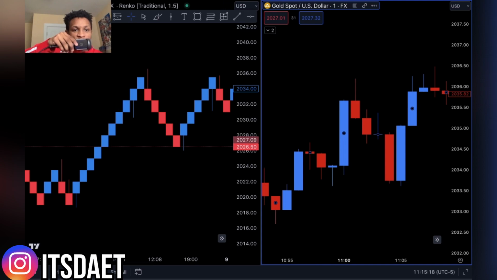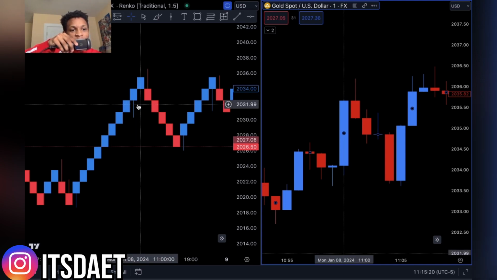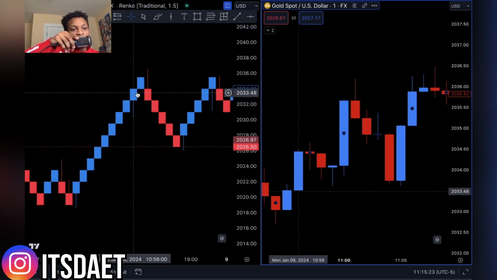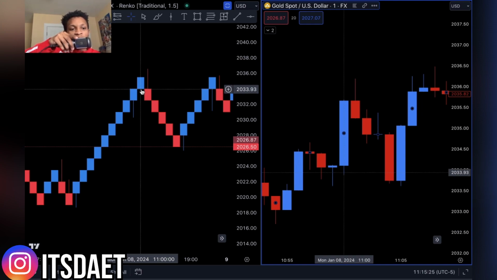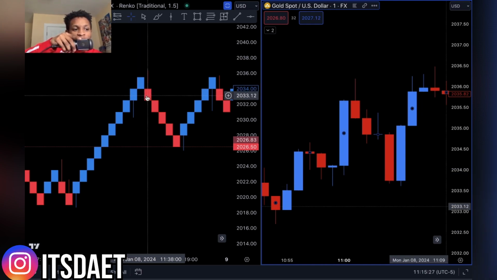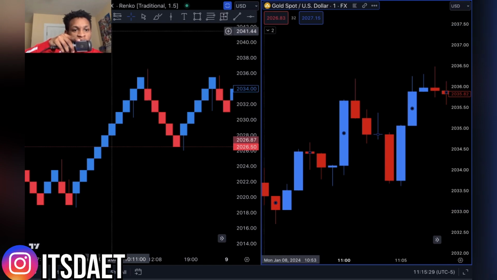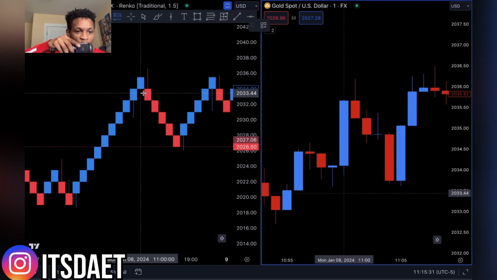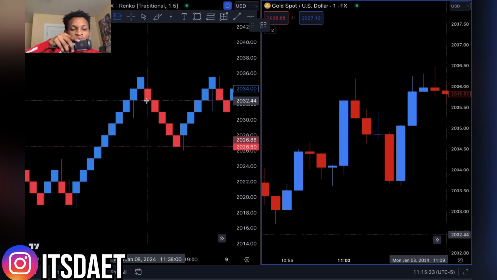I'm going to talk about entries and stuff too. So let's say you see this blue candle, this blue brick, right? And let's say, okay, boom, you see a red brick now, right? So your entry would literally be as soon as this brick prints.